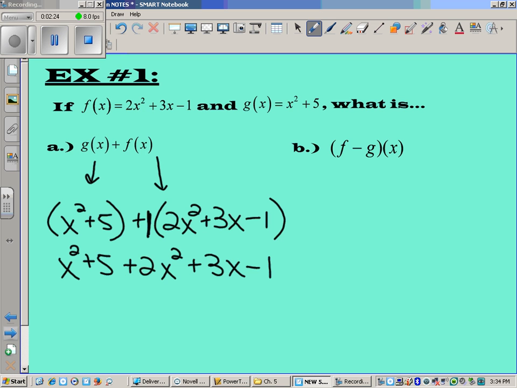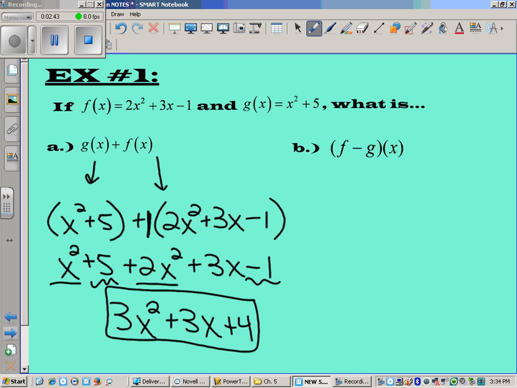Now I wouldn't leave my answer like this because there are like terms that I can combine. So if I have a 1x squared and a 2x squared, together that gives me a 3x squared. I have my lonely 3x, and I have this positive 5 with this negative 1, together that gives me a positive 4. So my final answer would be 3x squared plus 3x plus 4. Okay? Function notation, adding and subtracting them. So you do it the same way that we've done before. We're just going to call them specific names now.